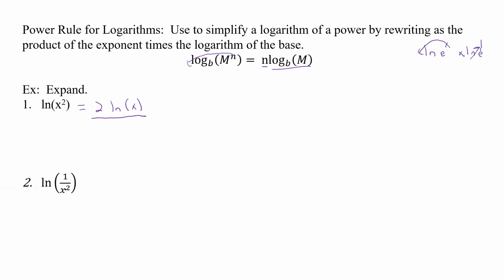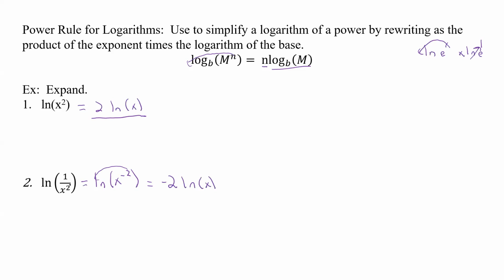Now, when we have something like this, we can't always just do that. What we have to think about is putting everything in the numerator. So if we do that, what is that going to be? Well, if we take that to the numerator, that becomes x to the negative 2. Now, that's more in the form of this, where we have some m to the n power. So now we can bring that 2 down in front. We have a negative 2 times the ln of x.